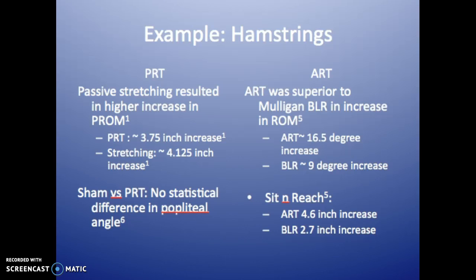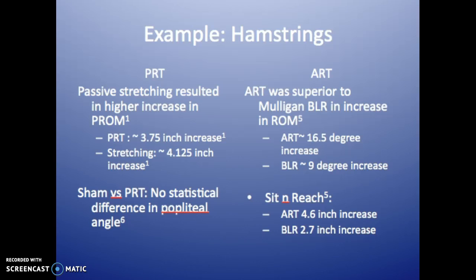In one study we saw that when compared to passive stretching, actually passive stretching had a greater increase in a sit and reach, which tests hamstring flexibility. It was a little bit greater than 4 inches, whereas the positional release therapy was about 3.75 inches of increase. Now, these aren't statistically significant differences. However, when you do look at it, you are seeing a greater increase with that passive stretching.